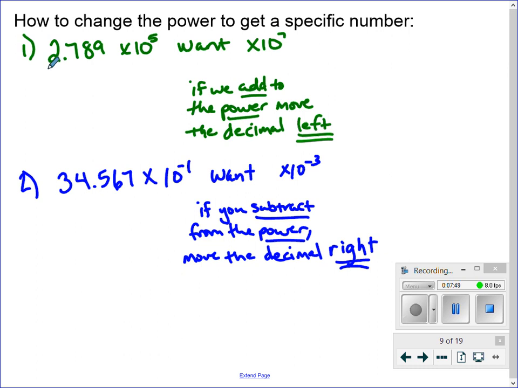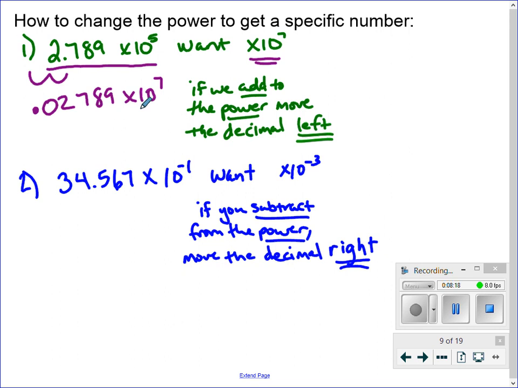Let's start with this number, 2.789 times 10 to the 5th, but we want to change it to 10 to the 7th. We're going to add 2 to go from 5 to 7, and when we add, we're going to move this decimal place left 2. So the new number is going to be 0.02789 times 10 to the 7. It's a little opposite than writing it as a standard number. So we moved it left.